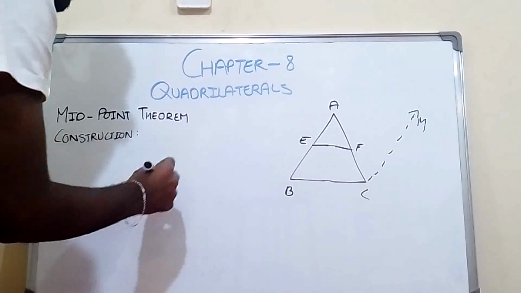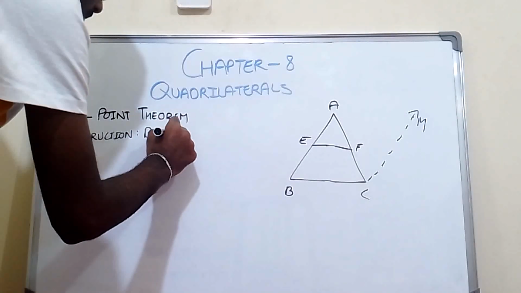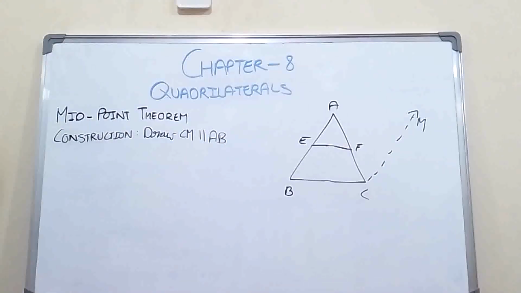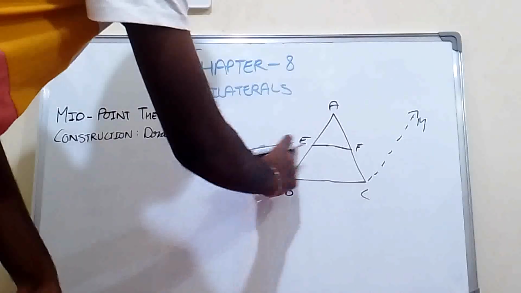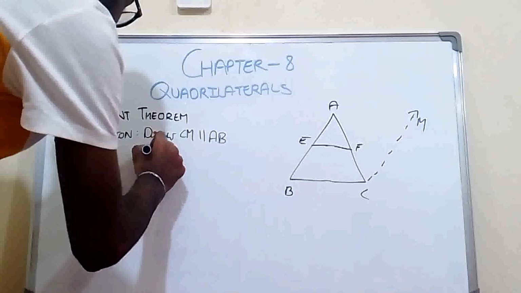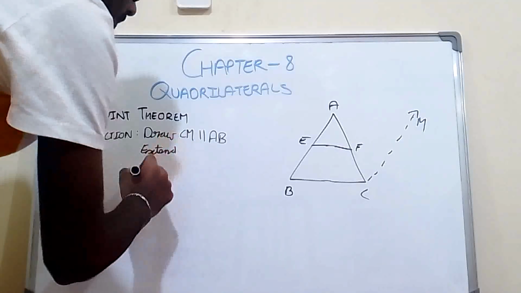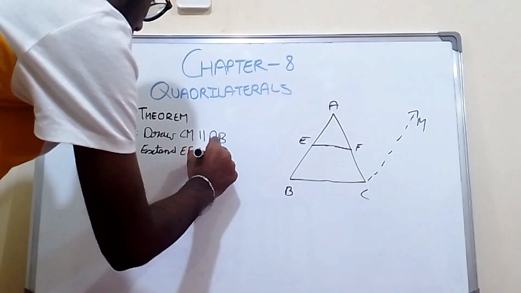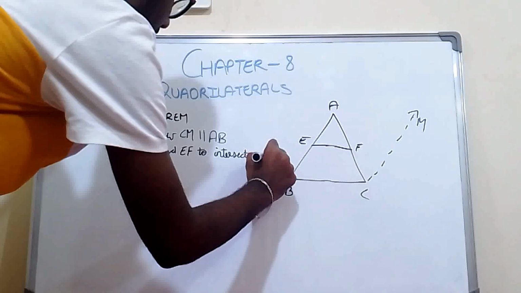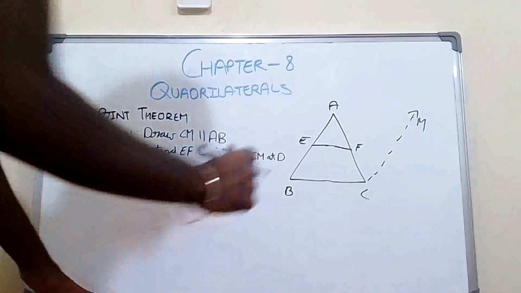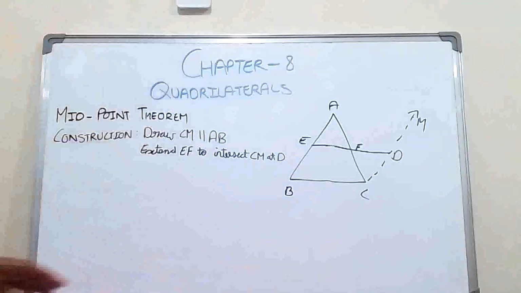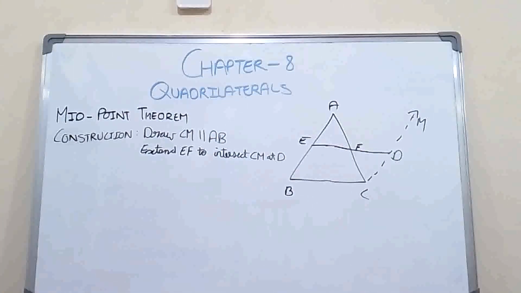The construction is that we draw CM parallel to AB. So here we have AB and CM parallel. Then we have to extend EF to intersect CM at a point called D. So after doing this construction, we have this type of diagram.